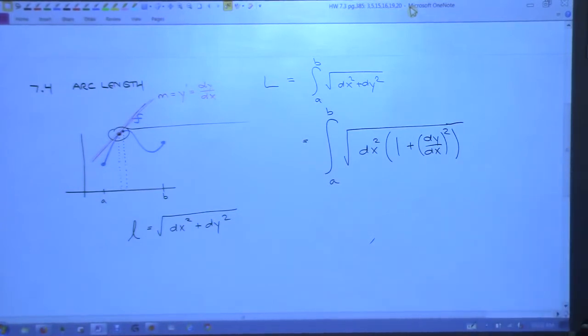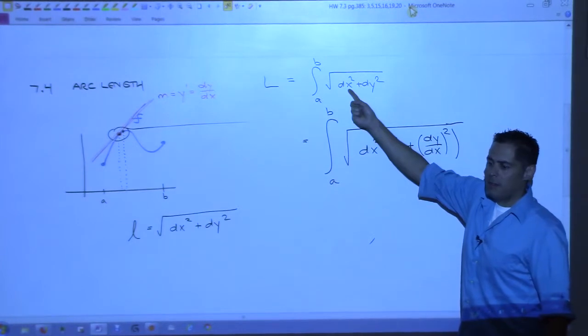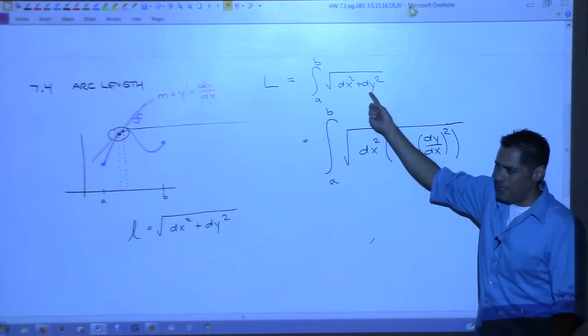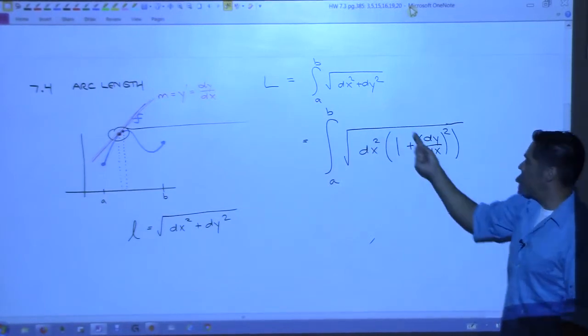Okay, what did I do? I factored a dx squared out of this, right? So I pull the dx squared out of that, I get 1. Now I pull the dx squared out of this, but it didn't have a dx squared, so I had to divide by dx squared. So I got this.